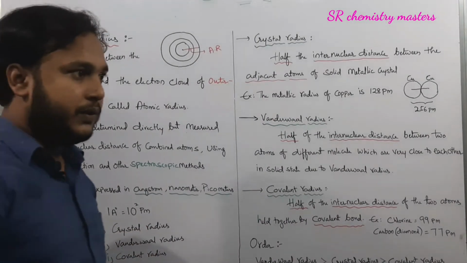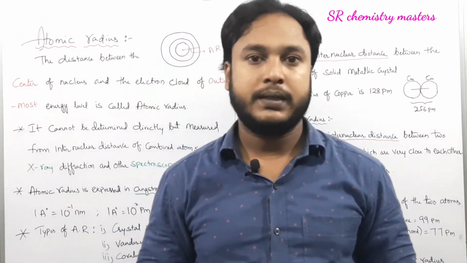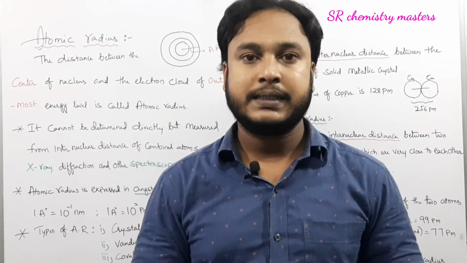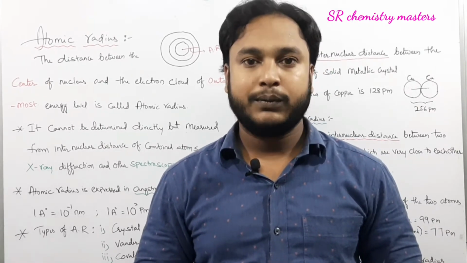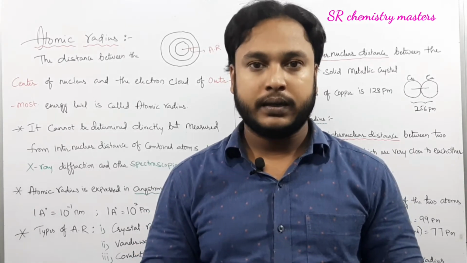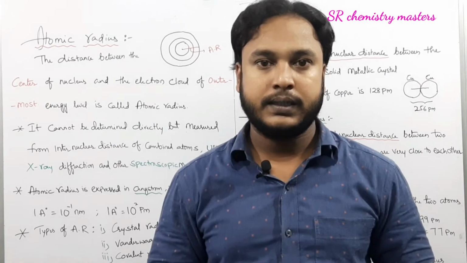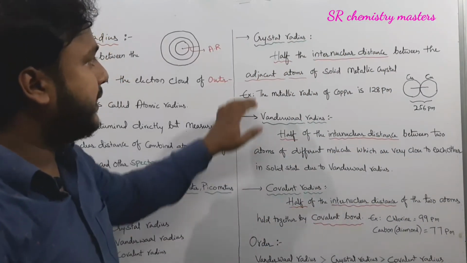Let us see the types of atomic radius. Remember, there are 3 types of atomic radius in general. They are crystal radius, which can also be called metallic radius. The second one is van der Waals radius, and the third one is covalent radius. Let us see the definitions of all these 3 types of atomic radius. The first one, crystal radius.